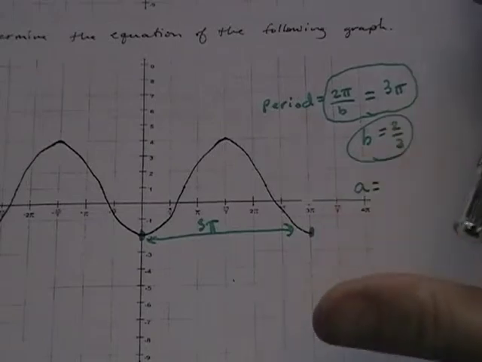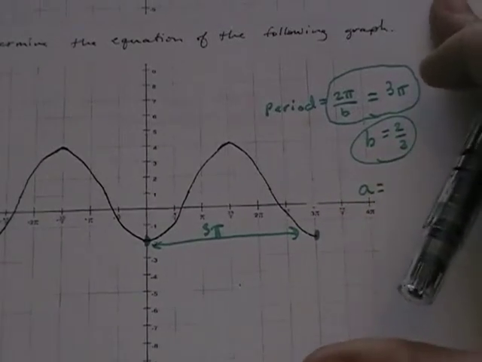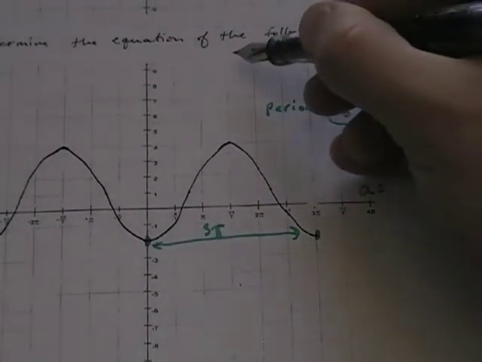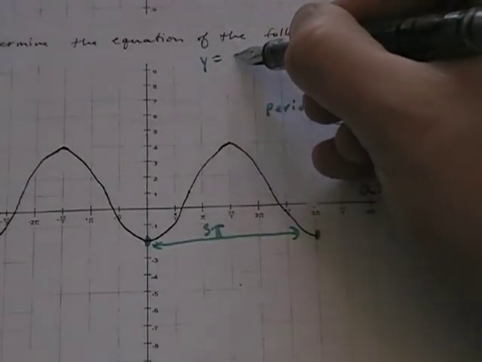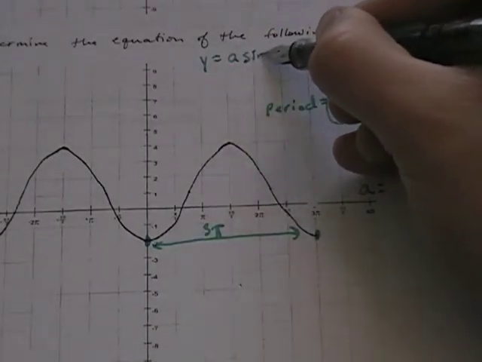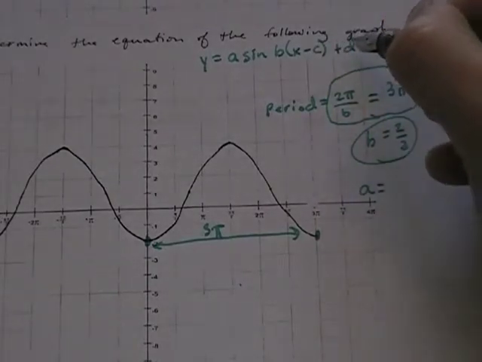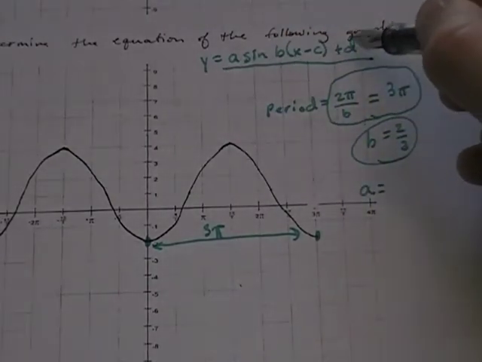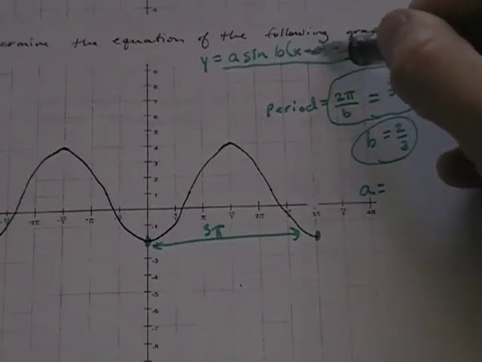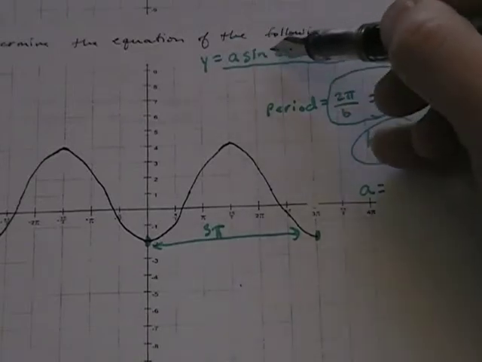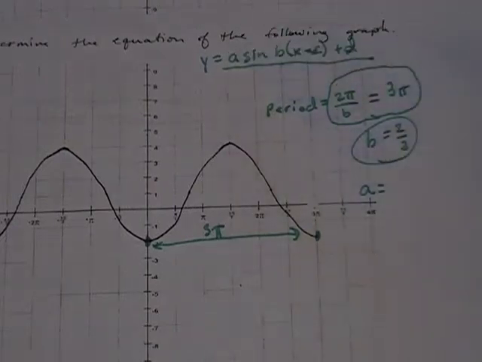Okay? We need to find a. A is our amplitude. And if you haven't seen this before, there's an equation you'll find in most trig books. It says a sine (bx minus c) plus d. And these are our 4 terms. These are our horizontal and vertical translations, and these are our horizontal and vertical stretches. So b is my horizontal stretch or shrink. A is my vertical stretch or shrink.